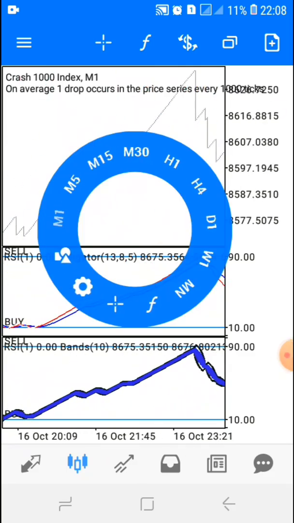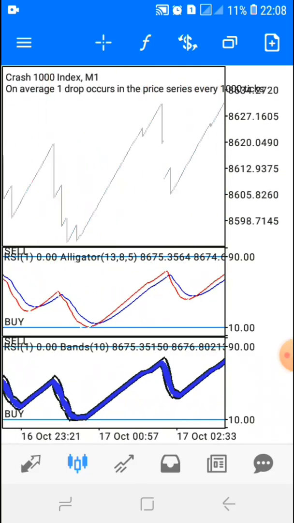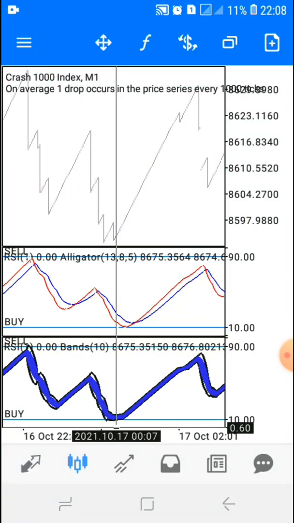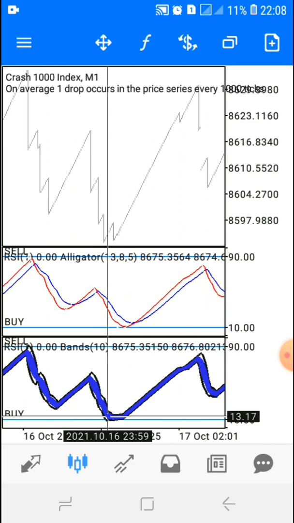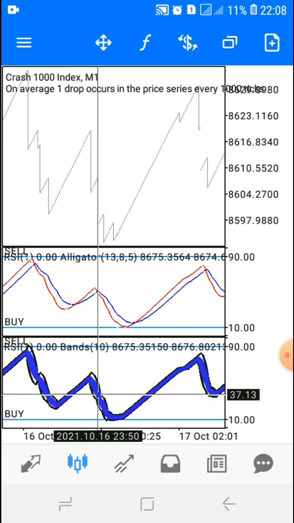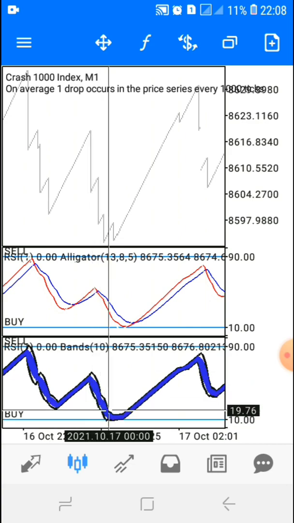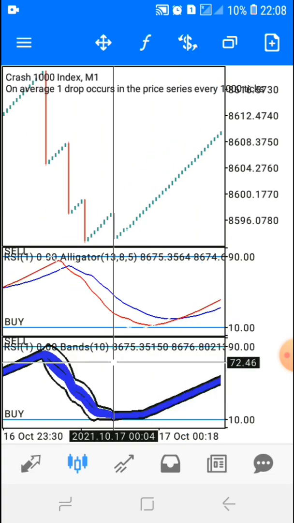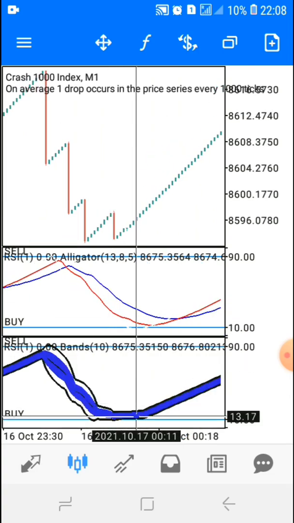Right now, what you want to do when you use a strategy, the only thing you have to do is check this out. The Bollinger Bands was at the 10 level of the second RSI. Look at this, I'll show you. Look at where the Bollinger Bands is. You can see that the Bollinger Bands is at the 10 level of the RSI.